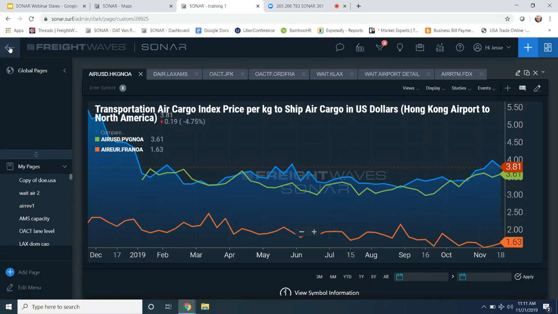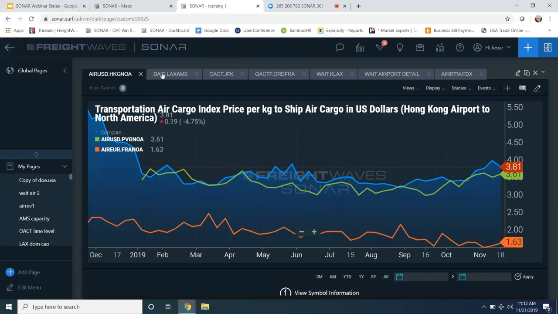So the beauty of this particular index, the TAC index, is it's weekly. It's a blend of spot market activity and contract rate activity, and you get a pretty good major market look from very, very large markets.